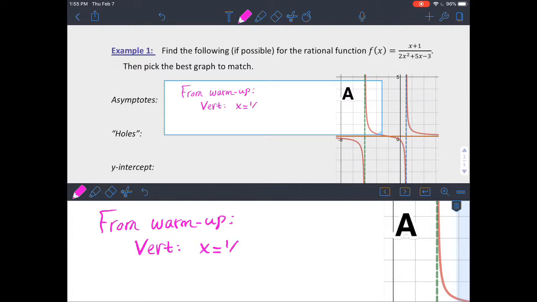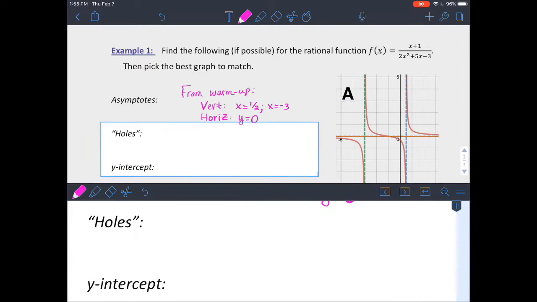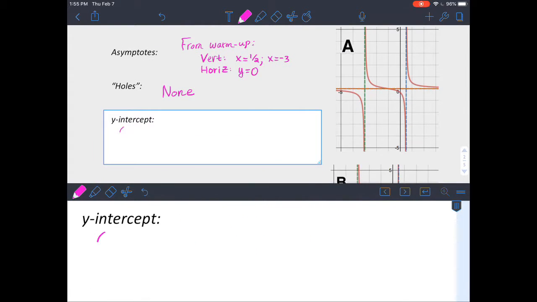As I'm rewriting here, let's talk about when you have holes in a graph. So this graph won't have any holes in it. That's only going to happen if I can simplify the original and have one of my factors divide out. This one doesn't simplify.